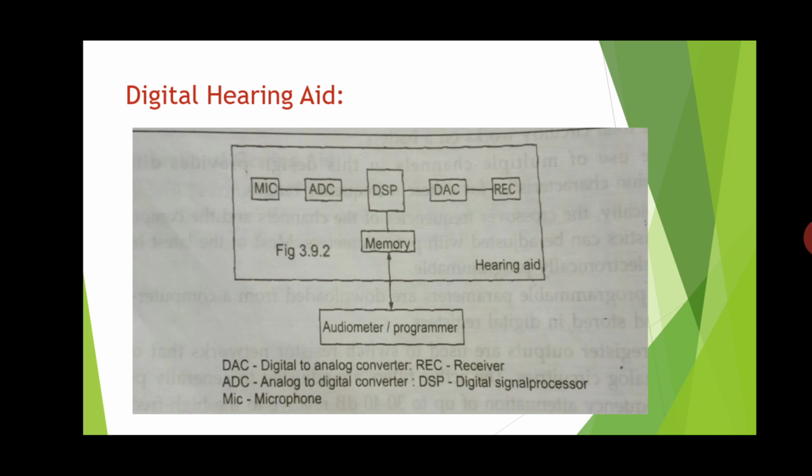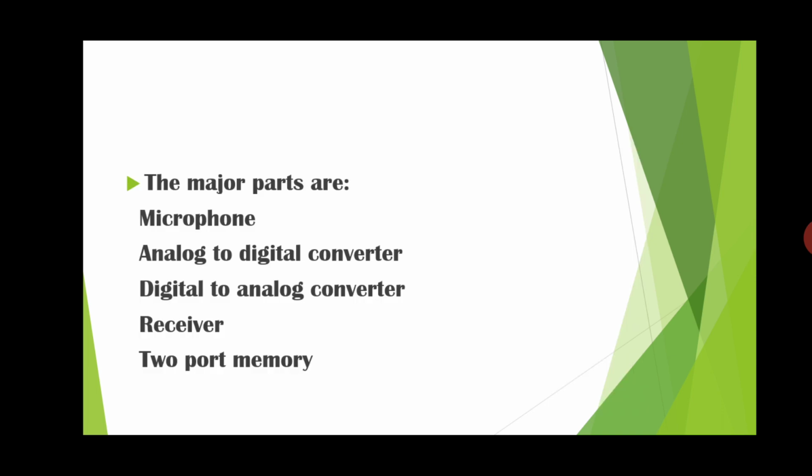The signals processed by the DSP are converted into analog form using the digital to analog converter. The output of the DAC is given to the receiver. The digital hearing aid is implemented with CMOS technology. So this is the explanation for the digital hearing aid.